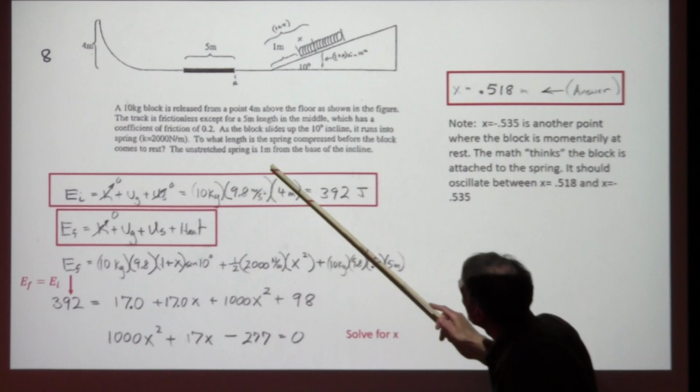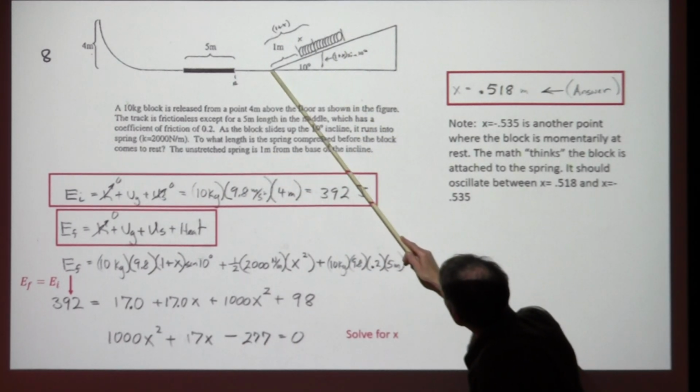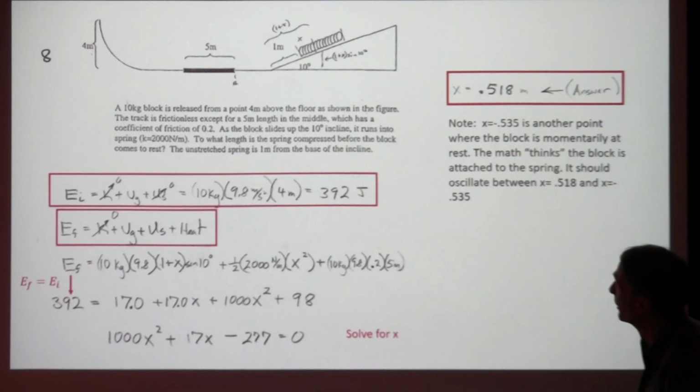And it comes to rest. The unstretched spring is 1 meter from the base of the incline. So when it's relaxed here, this is 1 meter. So we've got a lot going on here.